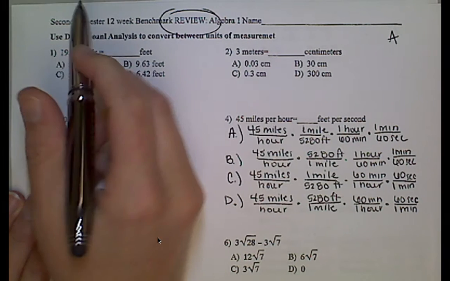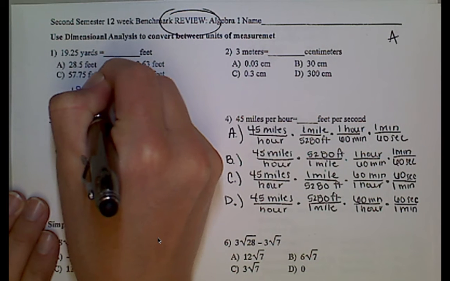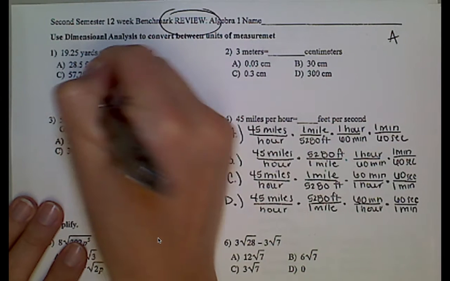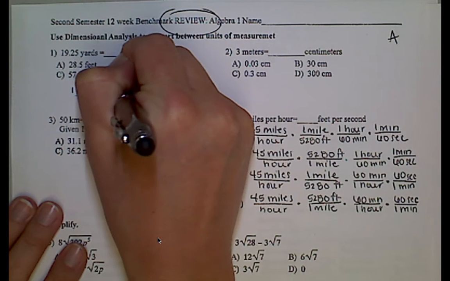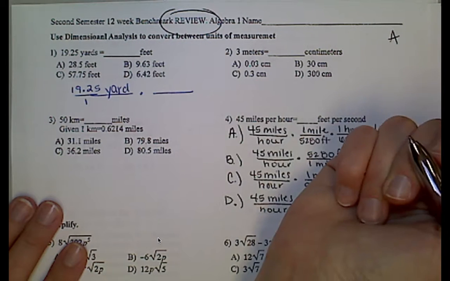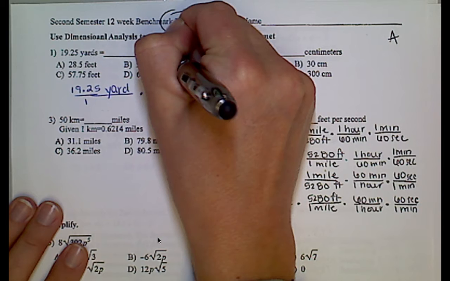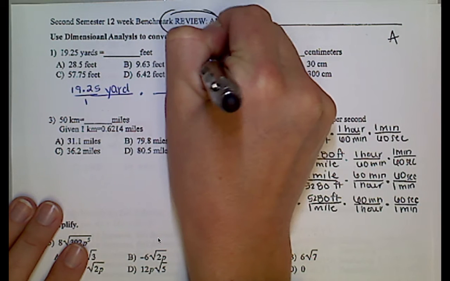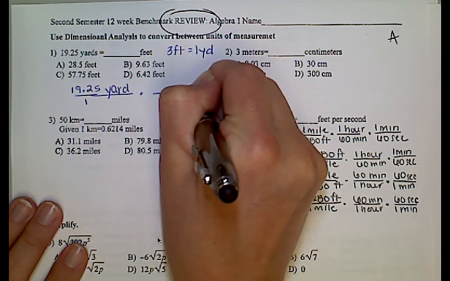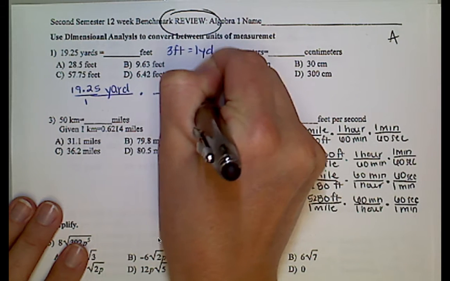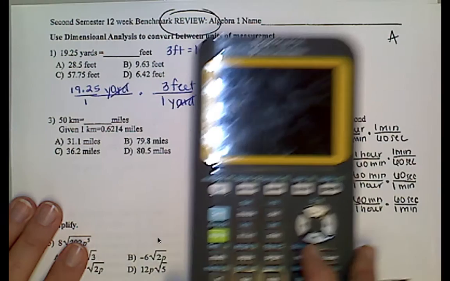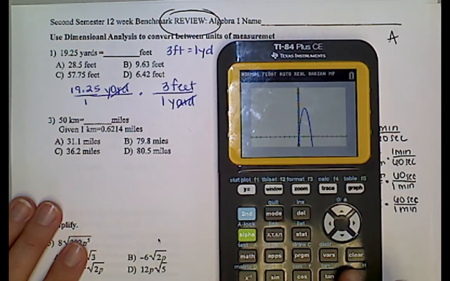Whenever you're given something in dimensional analysis, you always write it over 1 unless it's in the metric system. Then we have a different way of working it out. I'm going to write 19.25 yards over 1, and I need to multiply it by a conversion factor. We know that there are 3 feet in 1 yard, so I'm going to put the 1 yard diagonal from it and the 3 feet above it. That way when I multiply, when it's diagonal, it's going to cancel out. Then you can just type in the rest of it in your calculator.